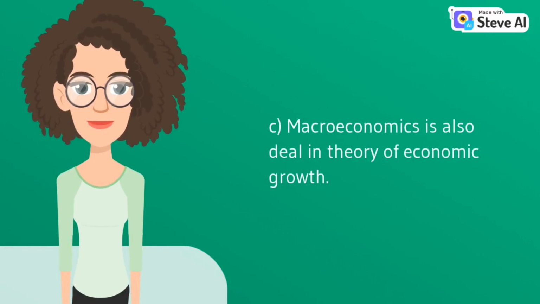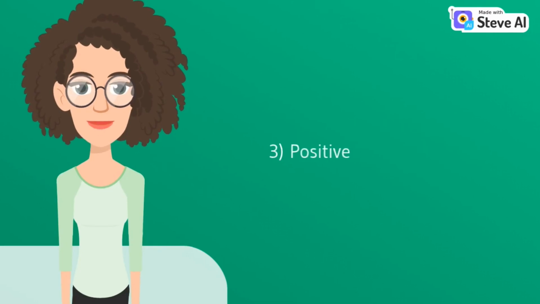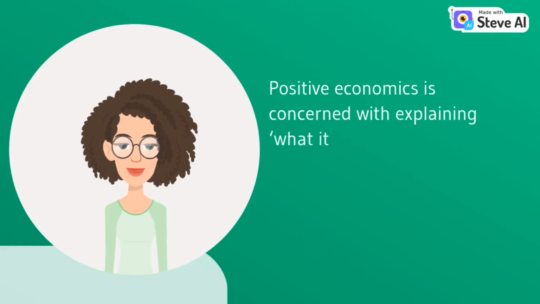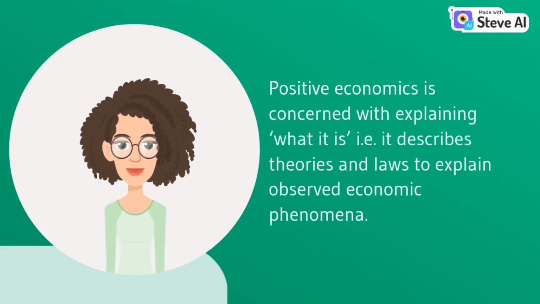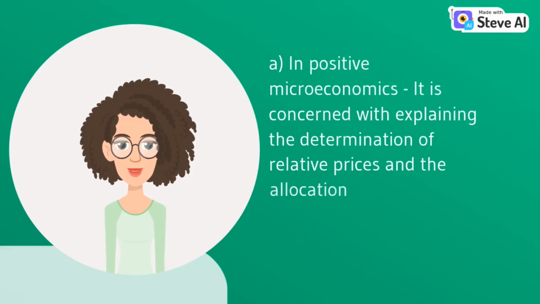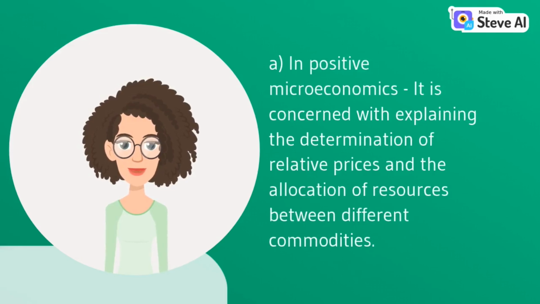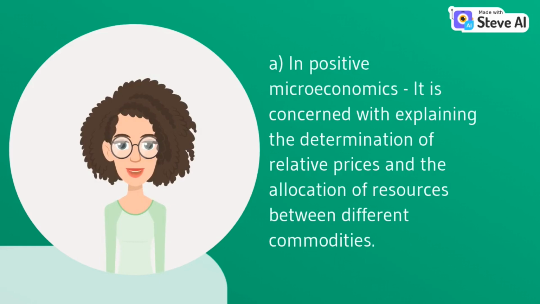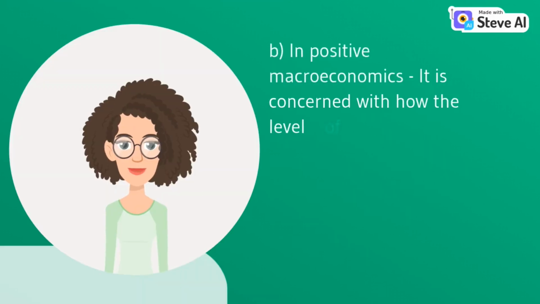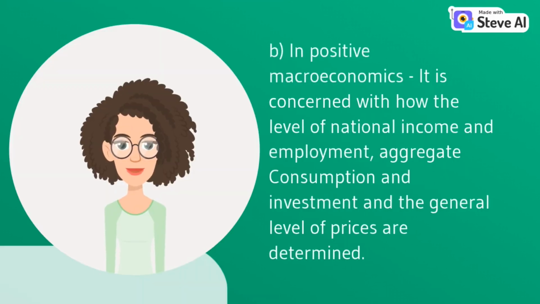3. Positive economics. Positive economics is concerned with explaining what is. That is, it describes theories and laws to explain observed economic phenomena. A. In positive microeconomics, it is concerned with explaining the determination of relative prices and the allocation of resources between different commodities. B. In positive macroeconomics, it is concerned with how the level of national income and employment, aggregate consumption and investment, and the general level of prices are determined.